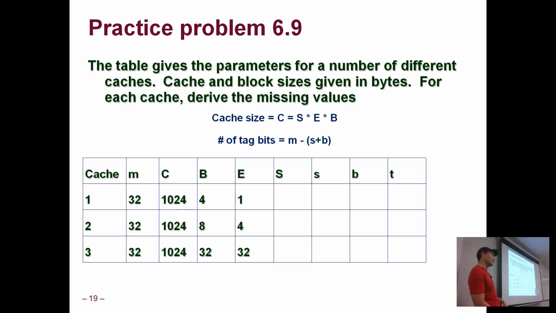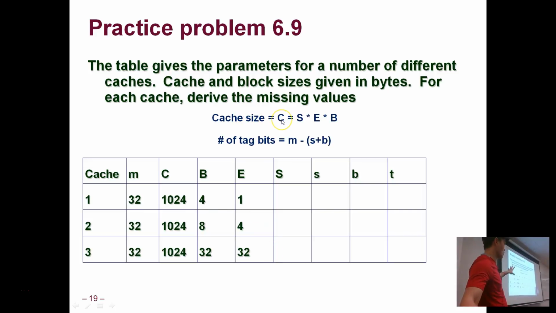All right. So, for example, I should be able to ask you something like this now. This table gives you the parameters of a number of different caches. The cache size and the block size, so C and B, are given in bytes. For each cache, derive the missing values. And then this is the formula for you.